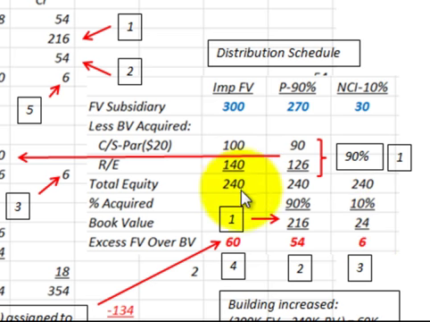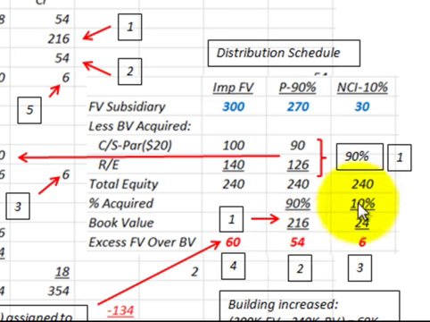So looking at the difference here to determine excess of the fair value over the book value, we just take our total equity assigned, subtract that from the fair value of the subsidiary, in this case $300,000 less $240,000. We get a total excess of the fair value over the book value of $60,000. And then the parent's portion would be 90% of that, or $270,000 less the book value of $260,000 gives us an excess of $54,000.